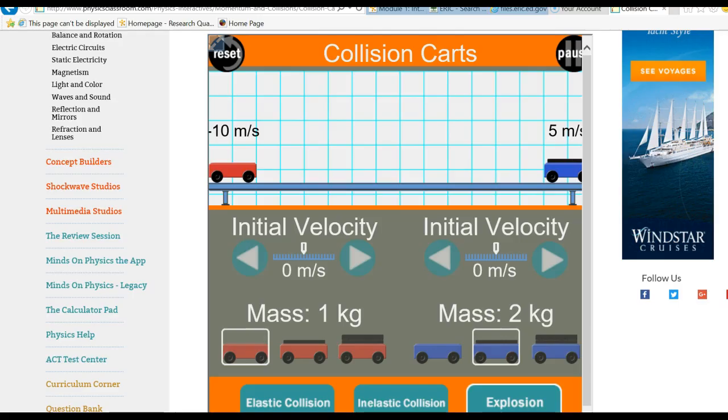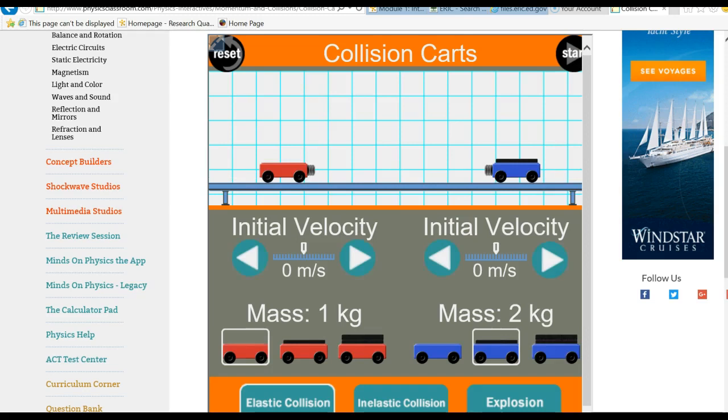Let's try a different scenario. What if we had the two masses, one is at rest and one is going to be moving at 10 meters per second, and let's see what happens. Let's make a prediction. The red cart is at rest. The blue cart is moving with a velocity of, you want to move it to the left, so negative 10, or let's say negative 5. So the blue cart is moving with a velocity of 5 to the left and the red cart is at rest. What will happen after the blue cart collides with the red cart?